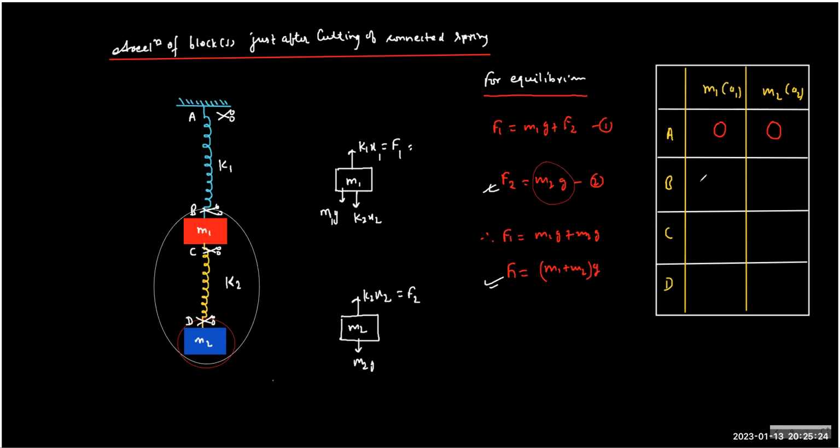When you cut at B, what is the net force on M1? It is F1. So what will be the acceleration of M1? Immediately after the cut, what is going to be the acceleration of M1? Use Newton's law definition. Acceleration equals force by mass. So g.